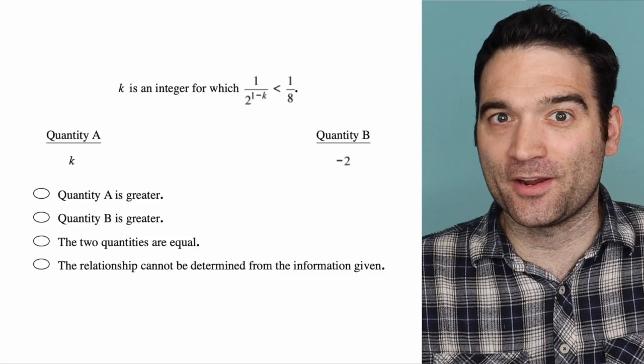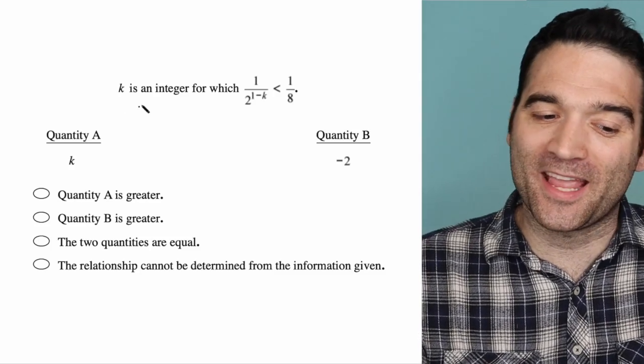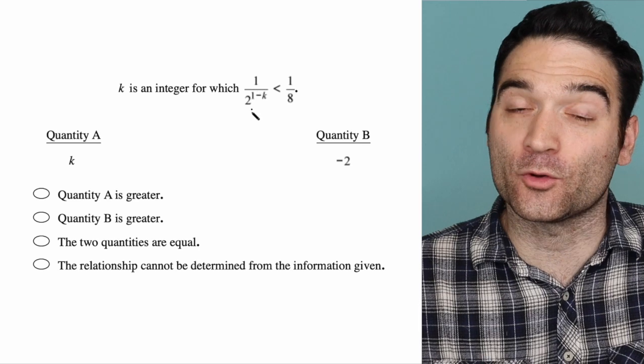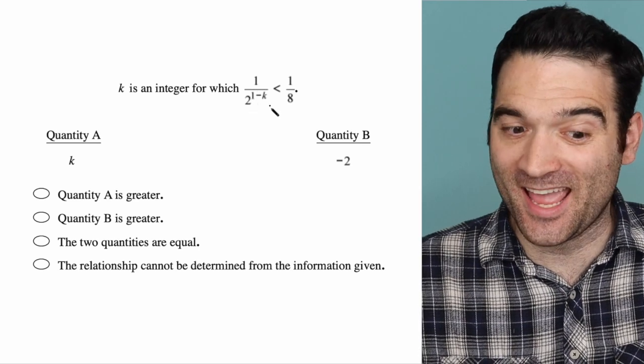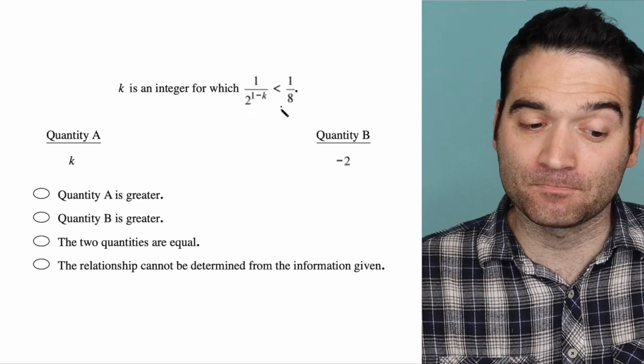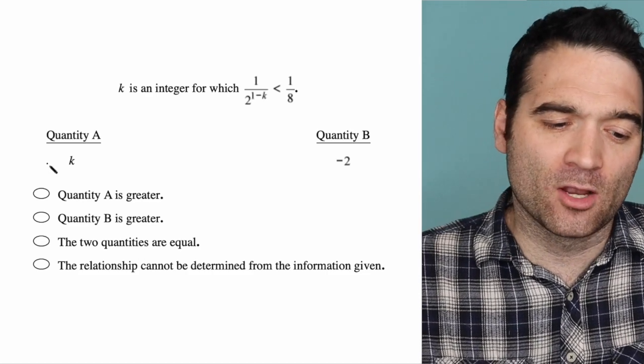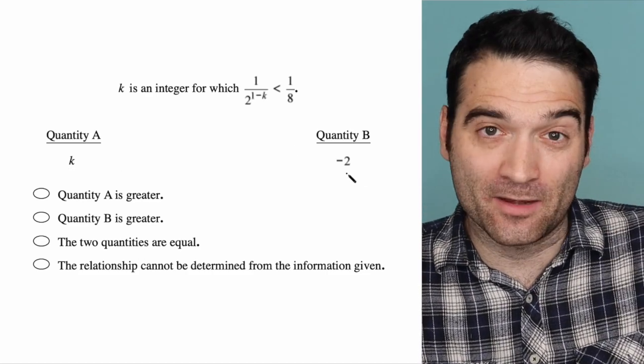Let's take a look at this GRE geometry question. We're told that k is an integer for which 1 over 2 to the power of 1 minus k is less than 1 over 8. And we want to know what's greater, k or negative 2.